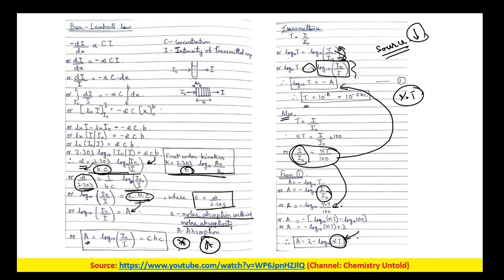So you have to keep these three formulas. Let me name it as equation 1: A equals log 10 I0 by I, which is equal to epsilon BC. Then you have to remember the second one, log 10 T equals minus A, and consequently its subsequent equation. And lastly, the third equation, A equals 2 minus log 10 percent transmittance. So you can have some numericals based on these equations.